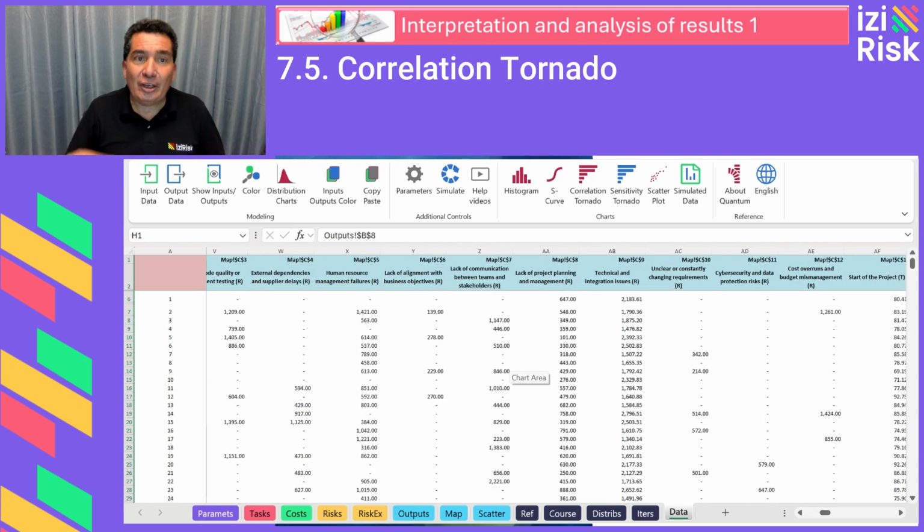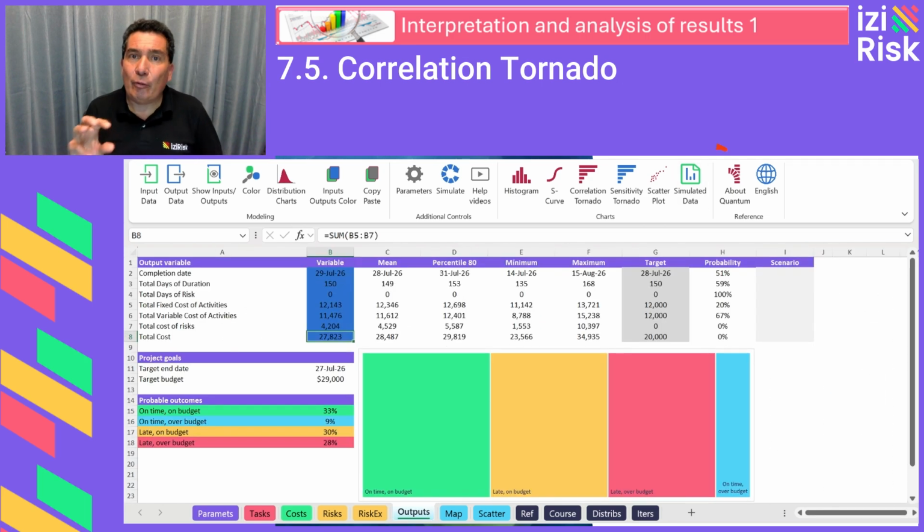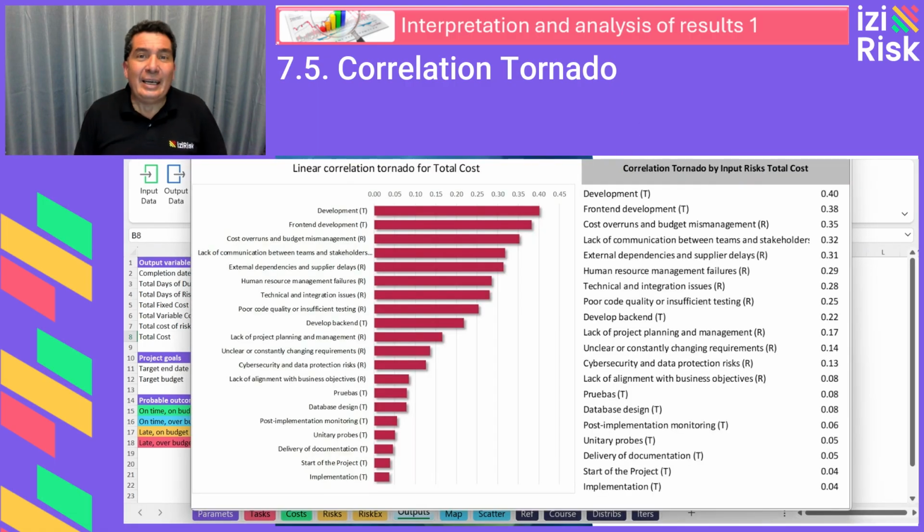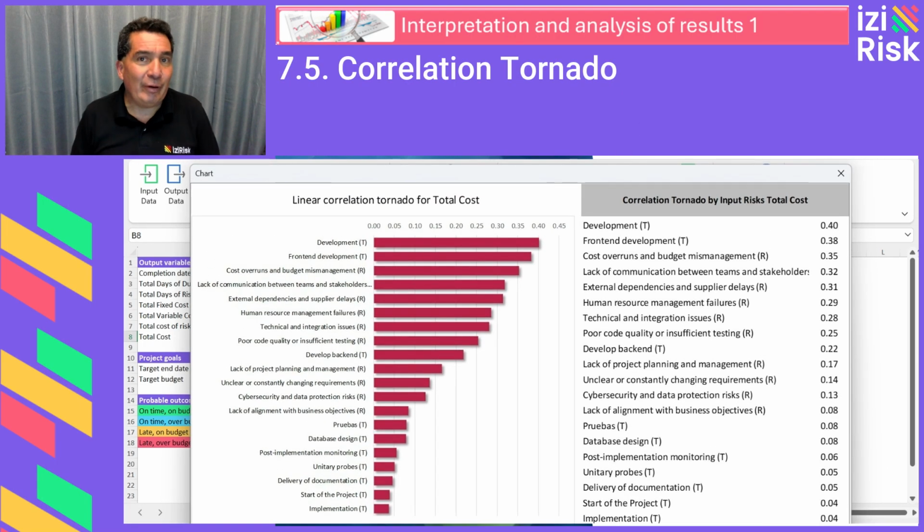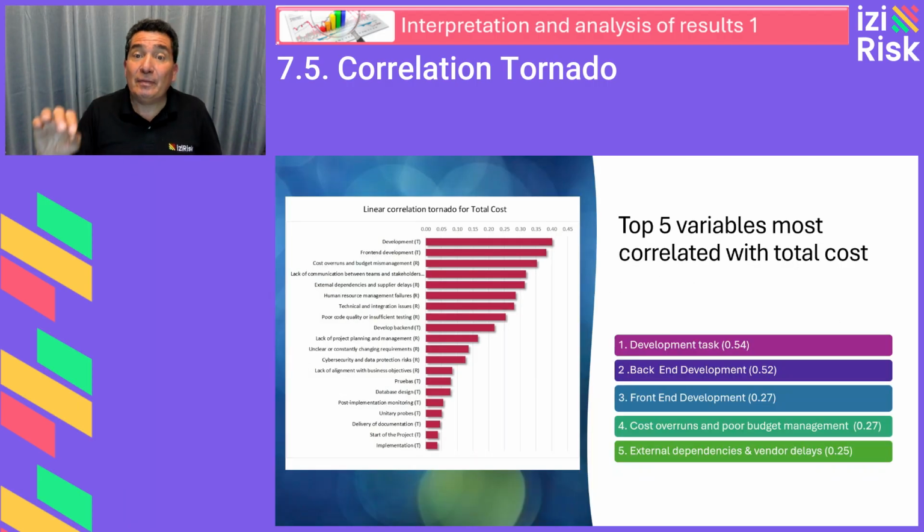Once your cursor is placed over B8, click the correlation tornado button. If the selected cell is not an input or an output variable, a tornado chart cannot be generated. In this analysis, the correlation between each individual cost and the total project cost was calculated. The 5 variables with the highest positive correlation were: 1. Development tasks, a correlation coefficient of 0.54. When these tasks get more expensive, the total project cost increases significantly.